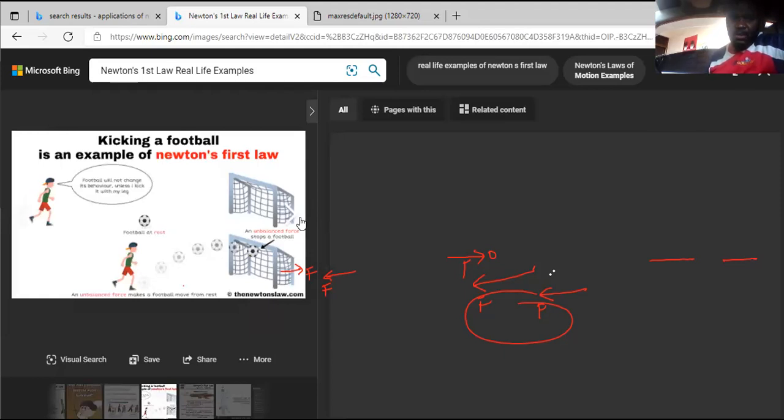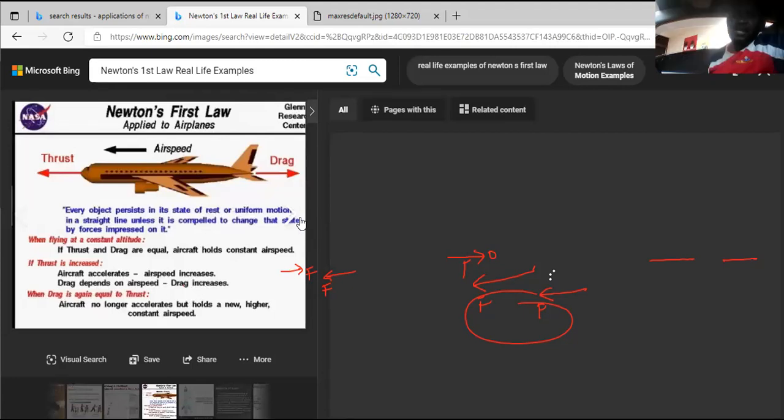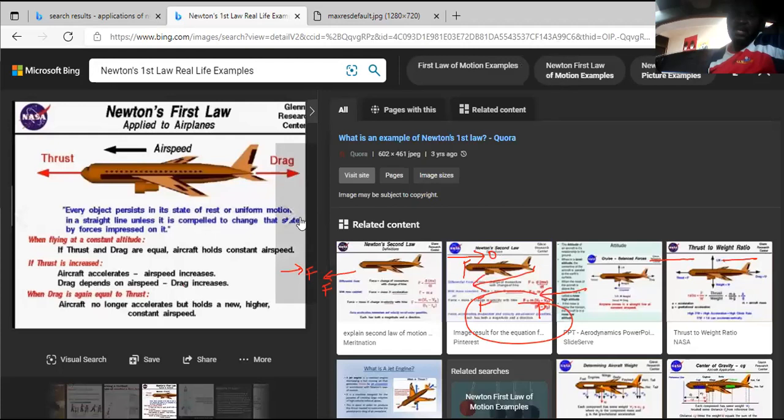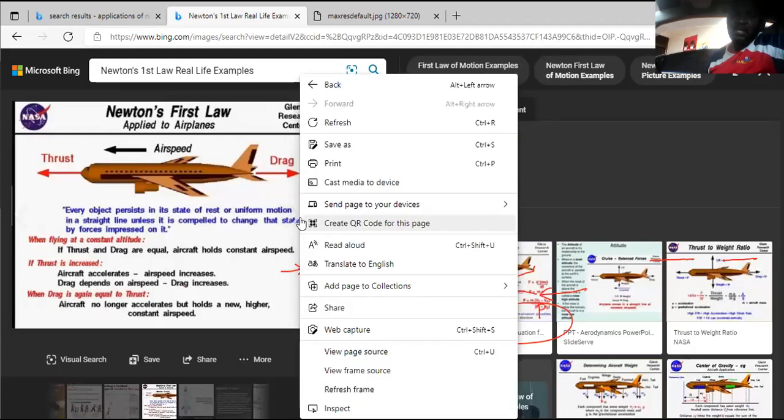When kicking a football, it's an example of Newton's first law. The football will not change its behavior unless I kick it with my leg. So the ball will remain there until it waits for someone to kick it. The same here, the airplane also experiences some of these Newton's laws. It has engines that give a drag, which pushes air outwards. Then that produces an equal and opposite force, which makes it go forward.